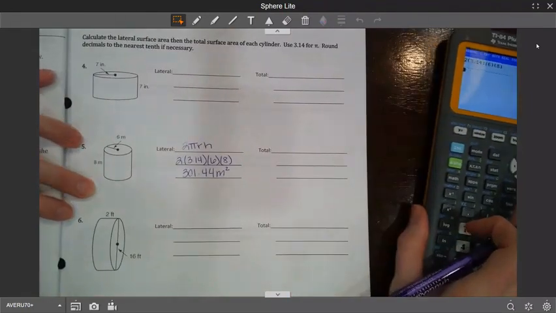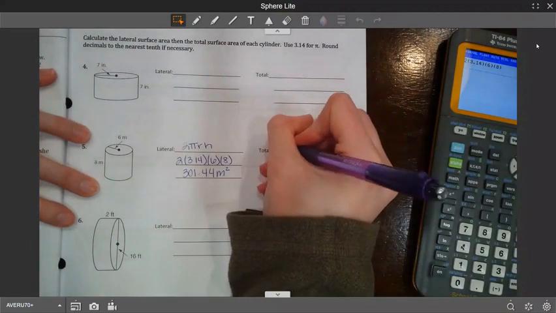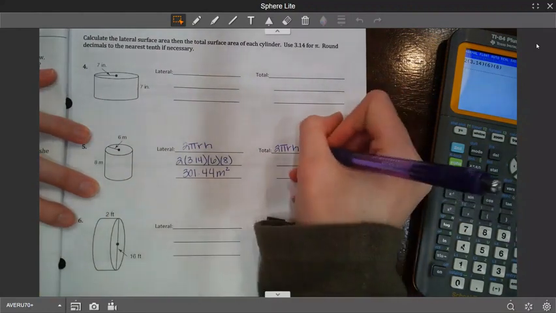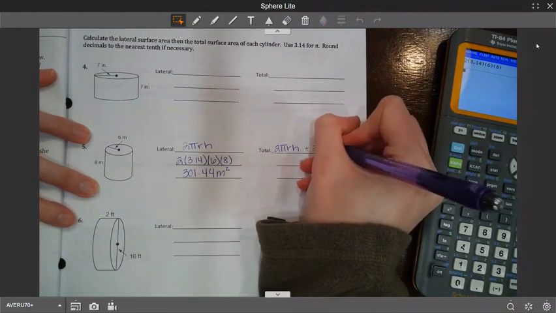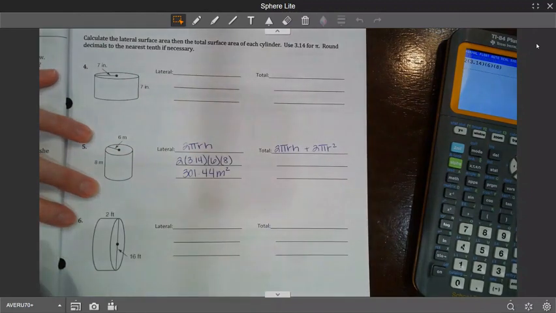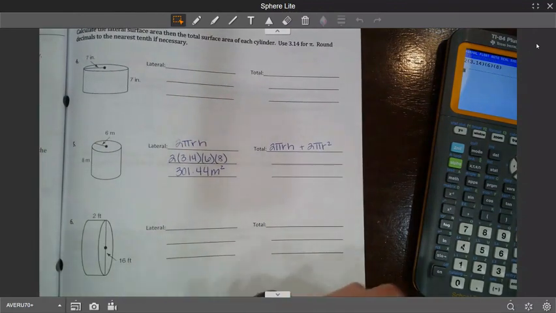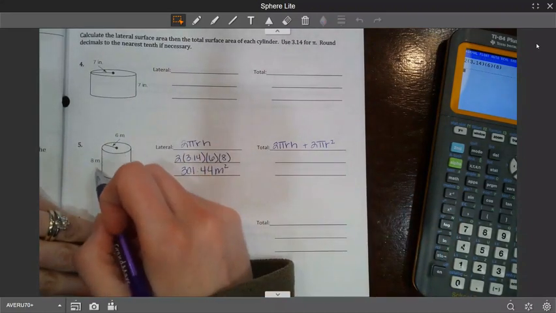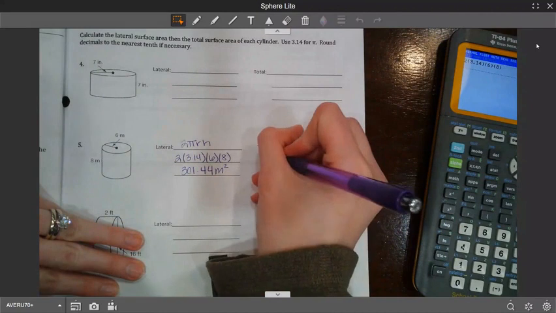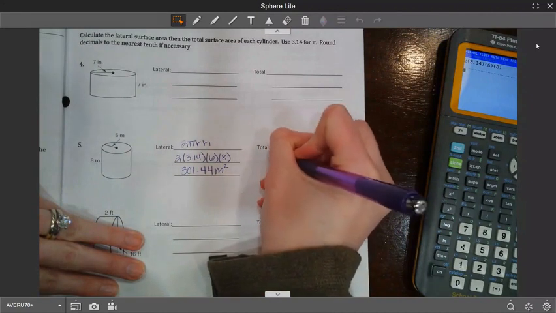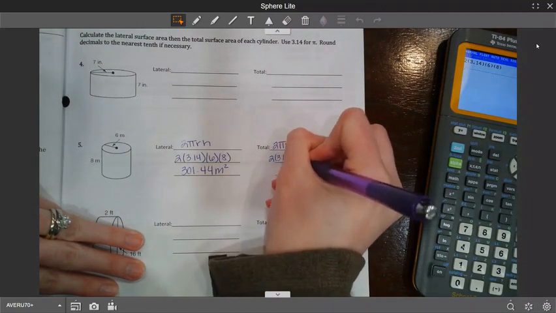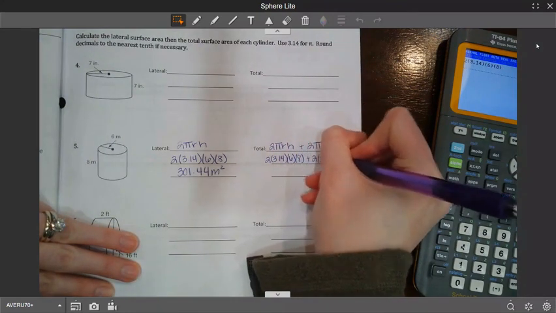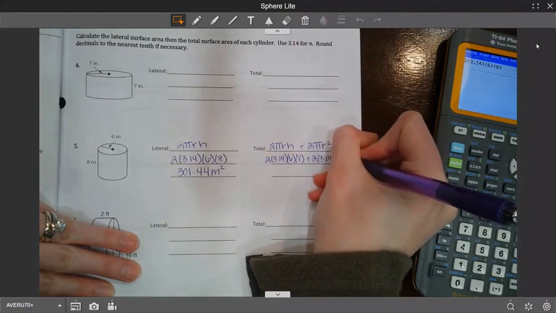Okay, so moving on to total surface area. The formula for total surface area is that lateral surface area formula, 2 pi r times the height, plus 2 times pi r squared, because that's 2 times the area of our bases, because the base of a cylinder is a circle. Again, I can go ahead and plug in all those numbers, because I already have the radius, which is 6, the height of the cylinder is 8. So 2 times 3.14 times 6 times 8, plus 2 times 3.14 times.